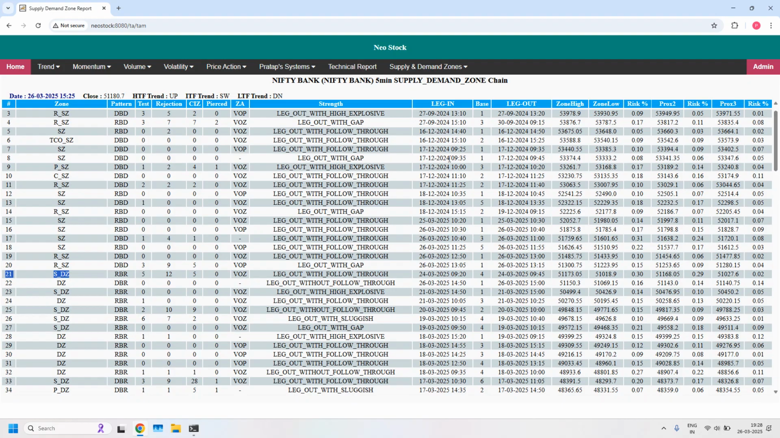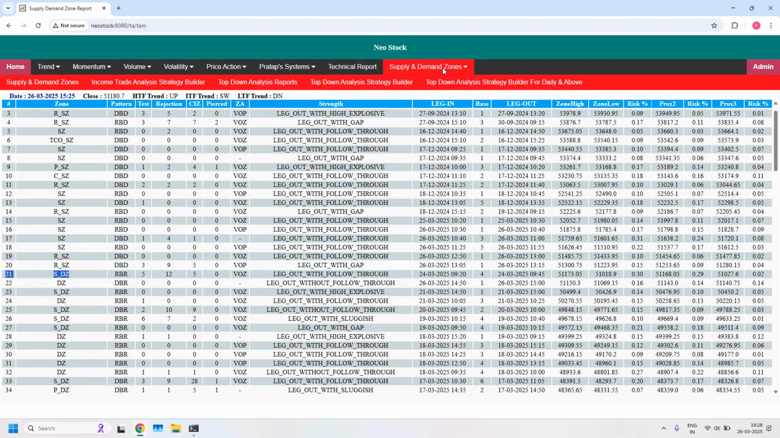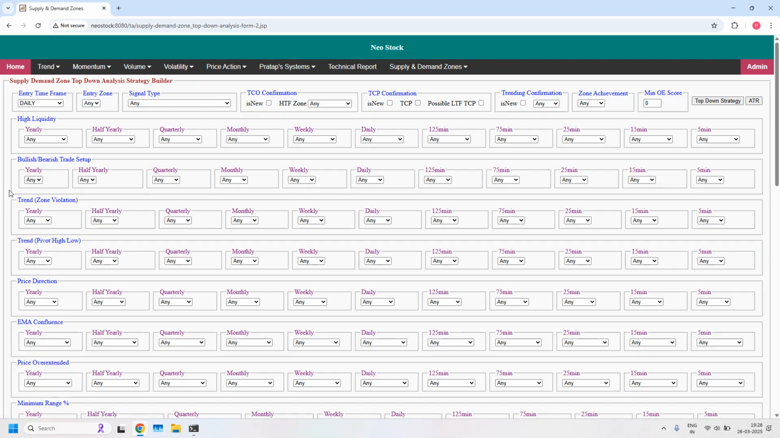Now let us generate bullish and bearish trade setups for different income trades. Starting with monthly income trade bullish trade setup. Entry time frame is a daily. Entry zone is a demand zone. Bullish or bearish trade setup: a daily time frame, I am selecting bullish.